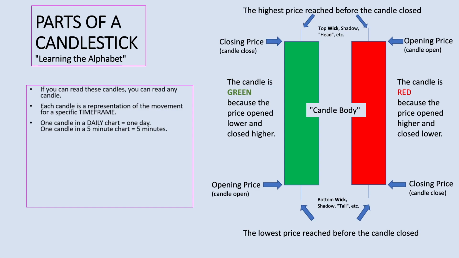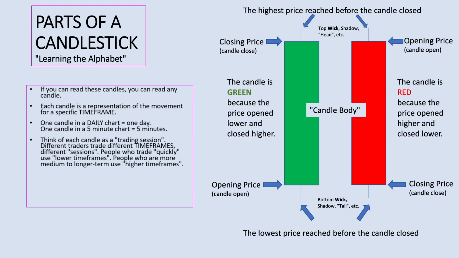And if you're looking at a 5 minute chart, one candle in a 5 minute chart is 5 minutes, right? Think of each candle as a trading session. Different traders trade different time frames, different sessions. So people who trade quickly focus on the lower time frames, right? 15 minute, 5 minute, things like that. And people who are more medium to longer term use higher time frames, okay? Like hourlies or dailies or weeklies or even monthlies, believe it or not. You actually should be using more than one time frame to make decisions, but we'll talk about all that later.